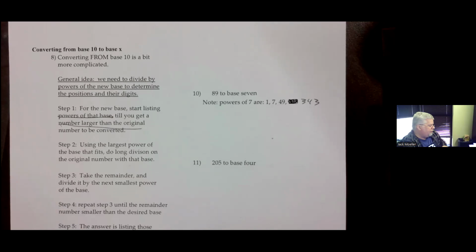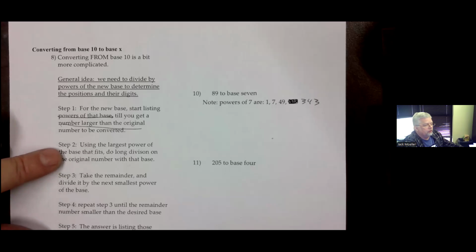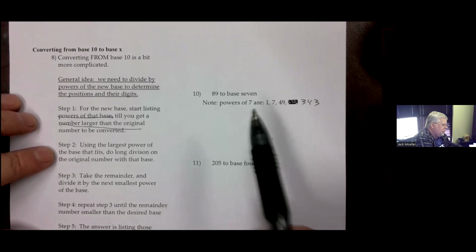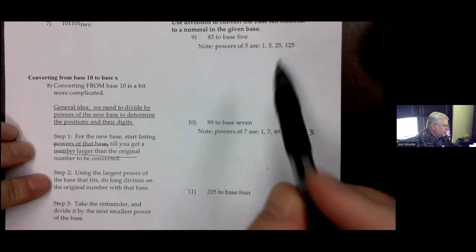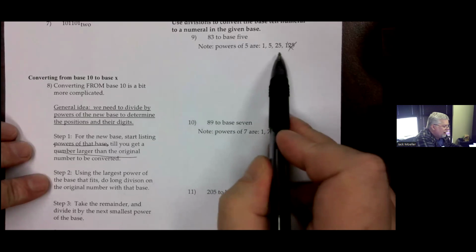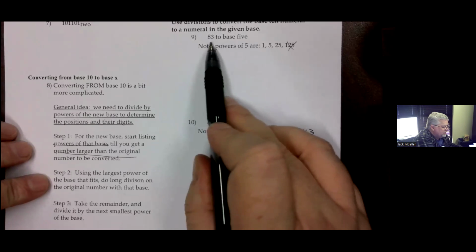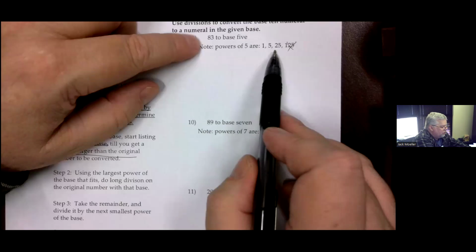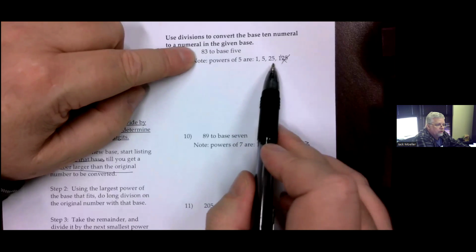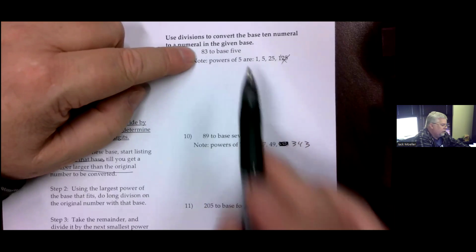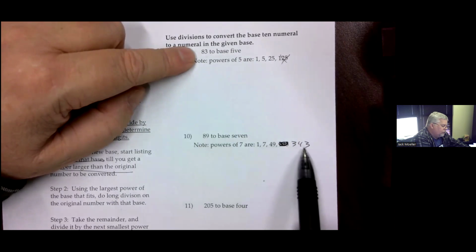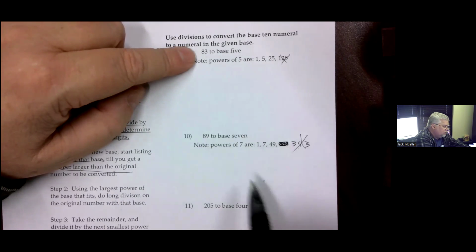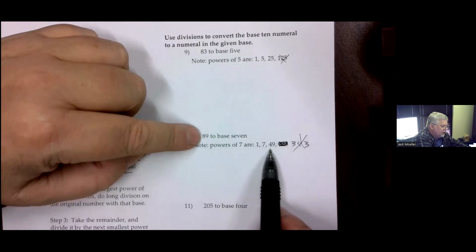Okay, step 2: using the largest power of the base that fits, do long division on the original number with that base. For 83 to base 5, the largest power of 5 that is less than 83 is 25. So we're going to do long division with 25. That's where we're going to start. You always start at your biggest one and work backwards. When we convert 89 to base 7, 343 was too big, so the first division we do on 89 is with 49.